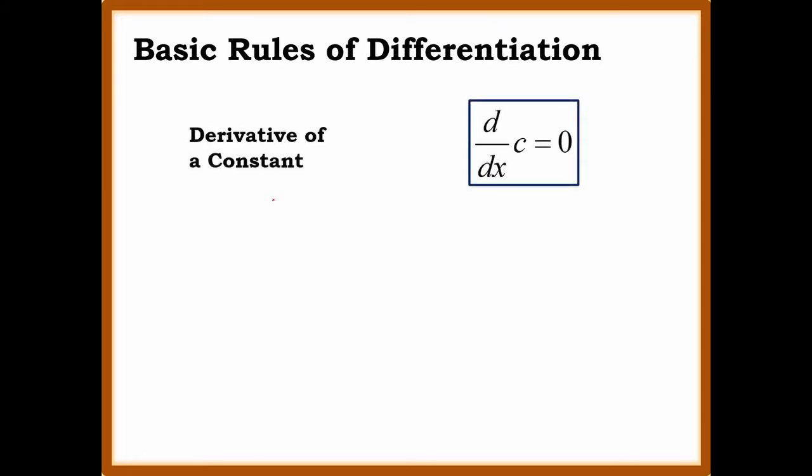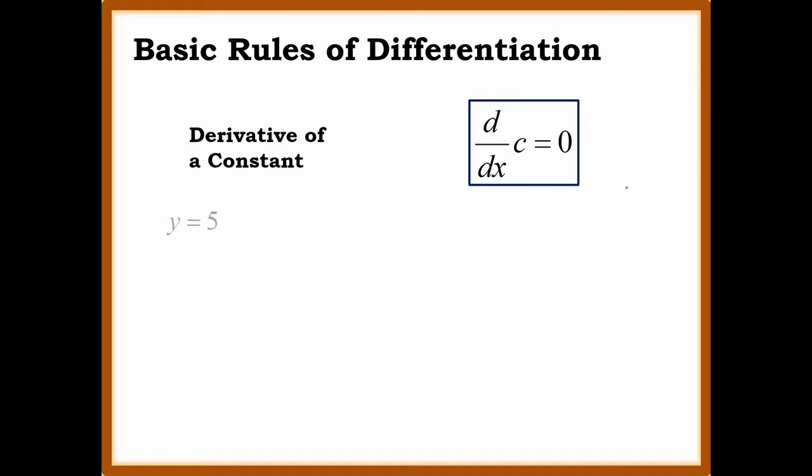First rule, we have the derivative of a constant. So, you have d over dx, this one. We are getting the derivative with respect to x of c. We let c be any constant. Kapag kinukuha natin ang derivative, that is just simply equal to 0. Simply as that. Derivative of any constant is just equal to 0.